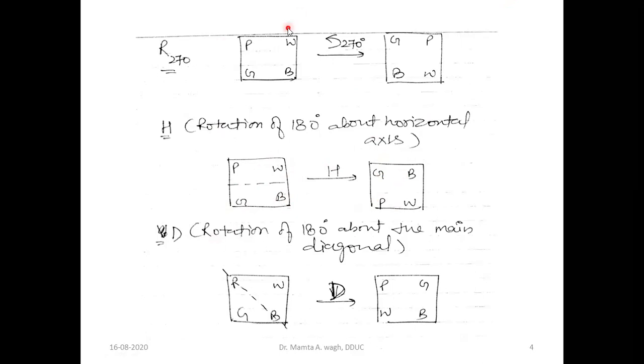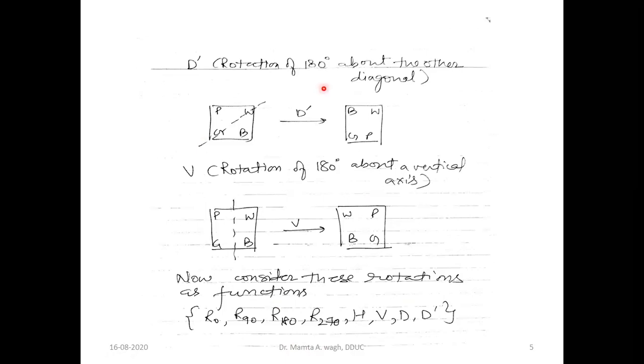Now rotation of 180-degree about the main diagonal. This is your main diagonal. Rotation of 180-degree about the main diagonal means pink and blue stay the same, and green and white change their positions. The white comes here and green goes there. We have one more diagonal. If I take this diagonal, that will be D dash, the rotation of 180-degree about the other diagonal. If I rotate along this diagonal, then G and W stay the same, and P and B change their positions. So this is D dash.